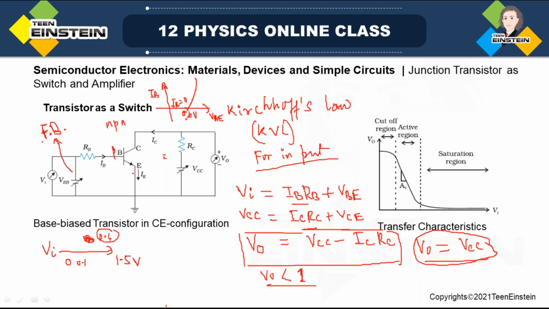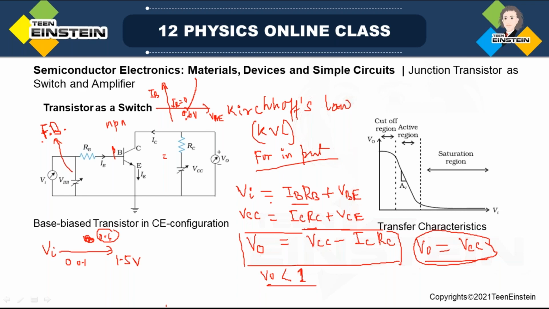So active region means what? The input junction will be in forward bias and the output junction will be in reverse bias condition. Then it is called that it is acting in the active region, and in the active region the output voltage gradually decreases, or linearly decreases.